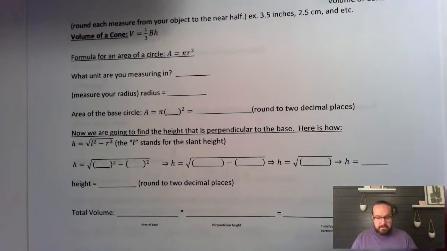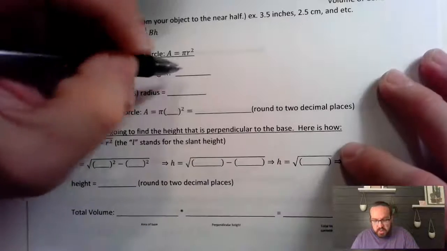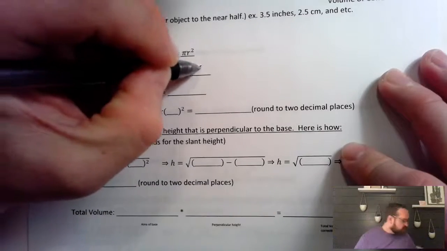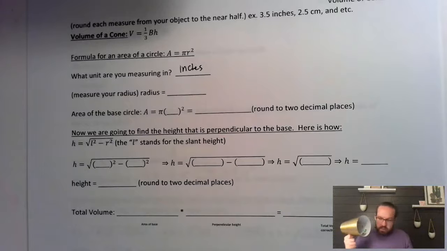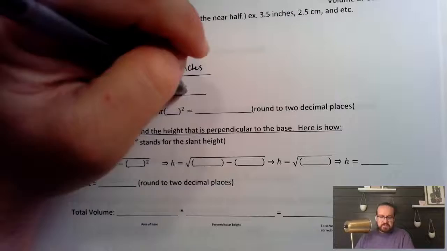All right, so what unit are we measuring in? We know that we're going with inches again. We're going to be taking a look at our handy dandy lamp, and we're just going to be measuring this here. So pull out my trusty ruler. We're measuring the diameter, which is going to be 5 inches. So my radius would just have to be 2.5 inches.